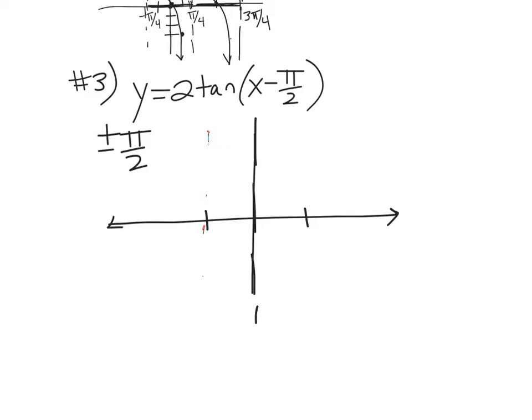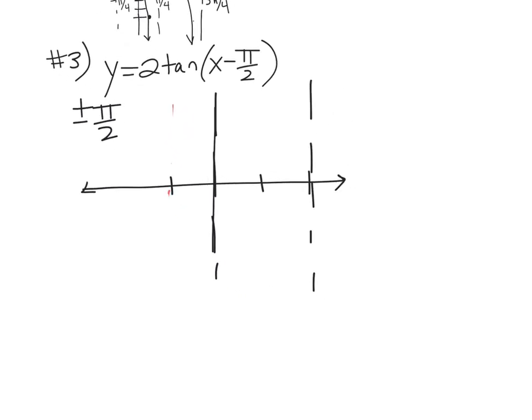So take the pi over 2 one, shift it to the right. Take negative pi over 2, shift it to the right to 0. Take this pi over 2 and shift that one to the right to pi. So this is pi over 2. This is pi. And then we also need to do one more. So this would be 3 pi over 2, and this would be 2 pi.